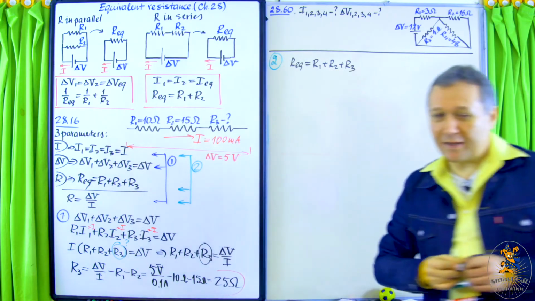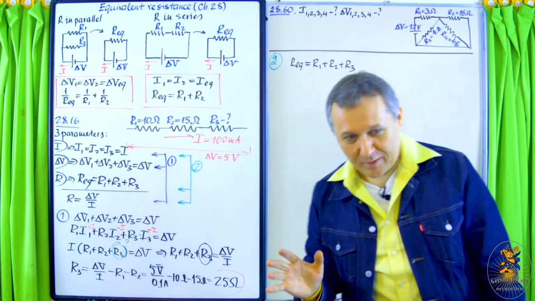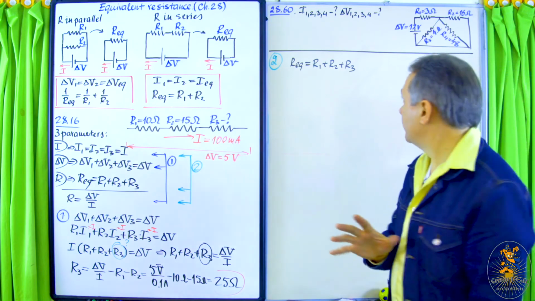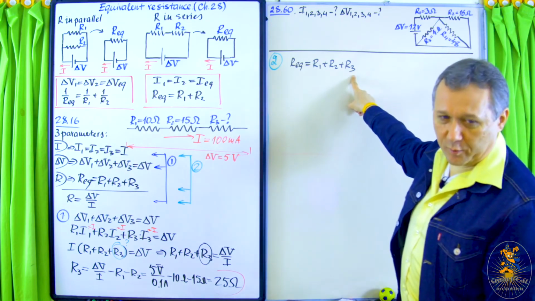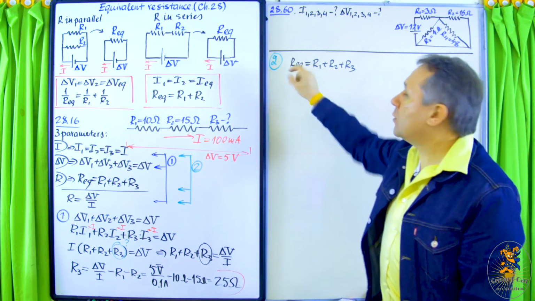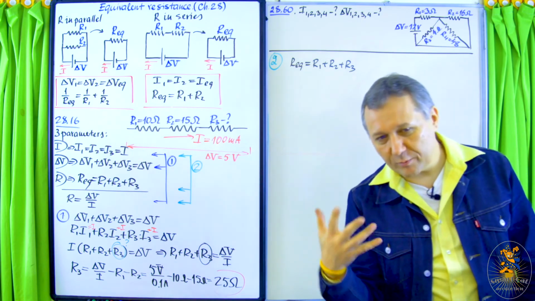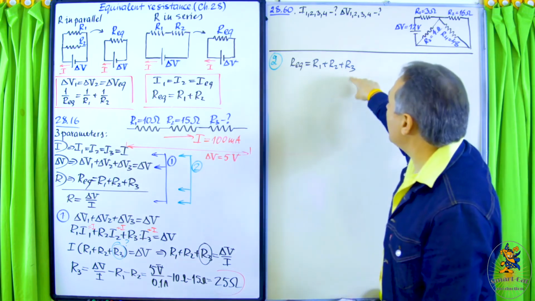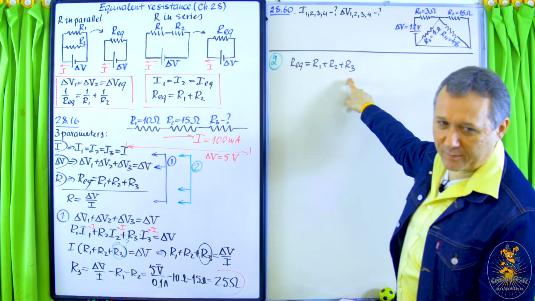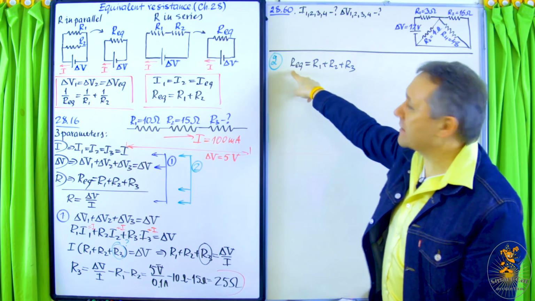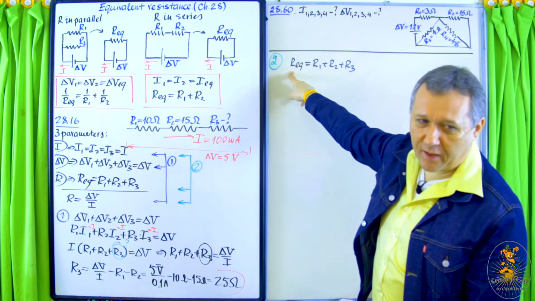Let's look carefully at this equation. How many unknowns do we have here? R3, our final goal, is unknown. And R equivalent right now is not known. So we have 2 unknowns in one equation, which is not good. Since R3 is what we need to find at the end, somehow we need to find R equivalent.